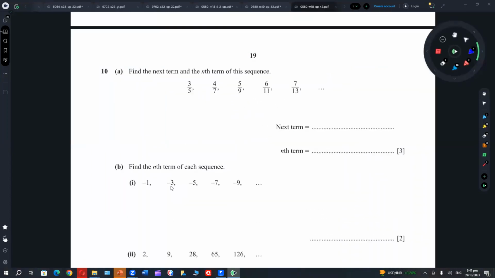Find the next term and the nth term of this sequence. In the above line, you are adding 1, 1, 1. In the lower line, you are adding 2 to 2. Is it right? Yes. So the next will be 8 over 15.